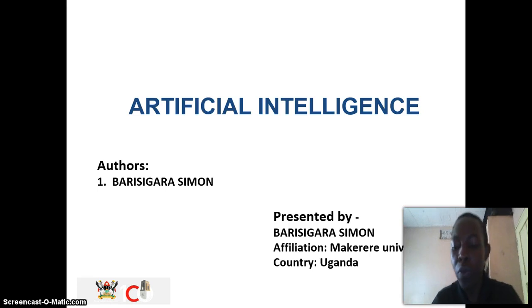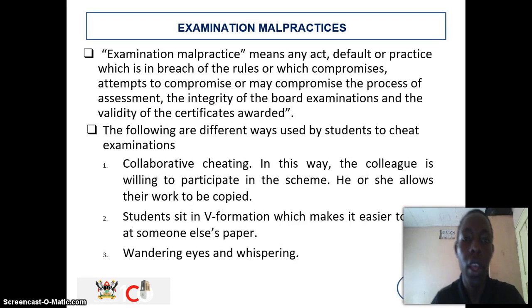So examination malpractice, as we talked about it in the previous video, is an act or practice which breaches the rules or compromises the integrity of an examination. We briefly talked about some of the causes of examination malpractice, and ways in which students, learners can use to do examination malpractice.